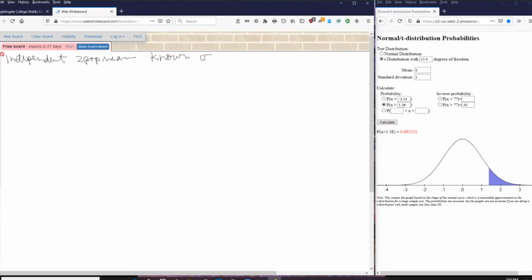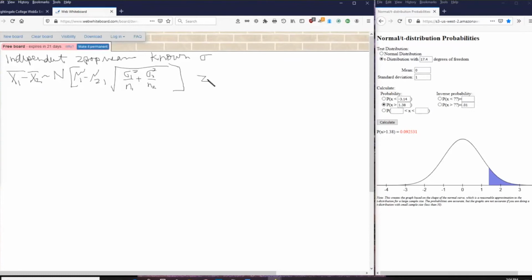Okay, so for this, the formula is our notation: x1 minus x2, the random variables, is approximately normally distributed with the difference of the means as your mean, and then your standard deviation is going to be the square root of the first population standard deviation squared divided by the sample size, plus the second population standard deviation squared divided by the sample size of the second.